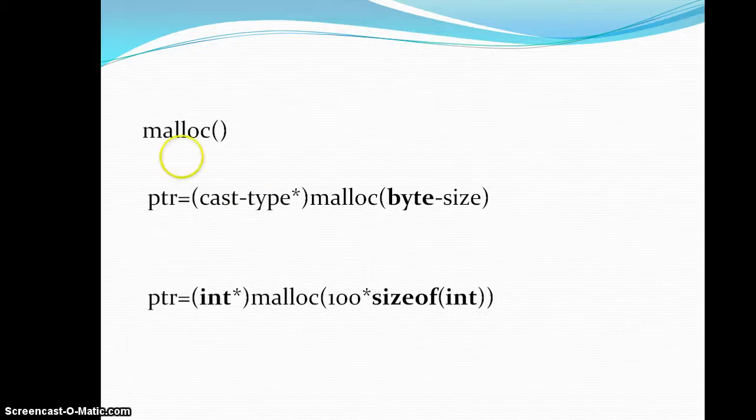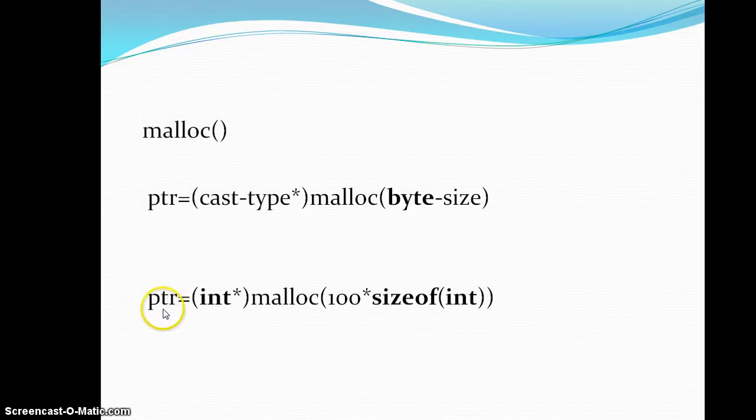So malloc is used for allocating memory. If we want more memory, we will use the malloc function, and this is the syntax: ptr = (cast type *) malloc(byte size). ptr stands for pointer.